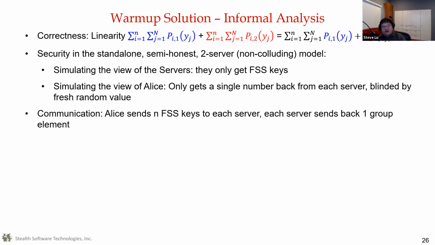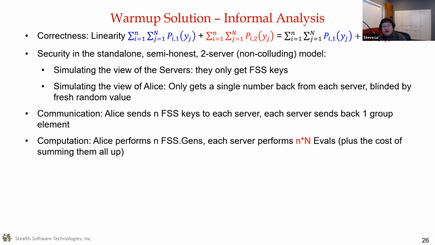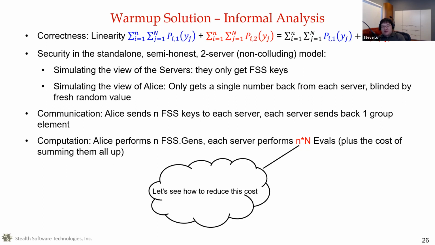And then let's look at the cost, right? The communication: Alice sends n of these keys to each server, and the server sends back one group element. So far so good. But what about computation? Alice performs n of these Gens, but then the server work has to perform something like n times N Evals, and then the cost of summing them all up. And this is what we're hoping to reduce, and what I'll show how to reduce for the rest of this talk.